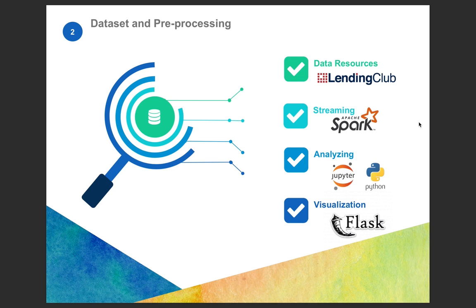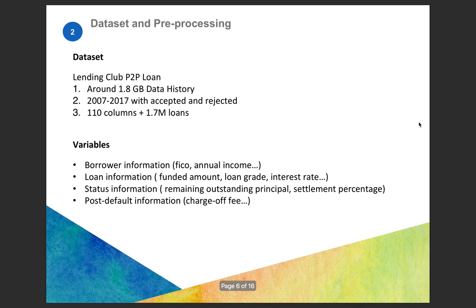The tools for our dataset and preprocessing are Spark, Python, and also Flask. Our data is downloaded from the Lending Club official website. It contains over 10 years of data. The dataset is around 1.8 GB. The history data is over 100 columns and 1.7 million loans.